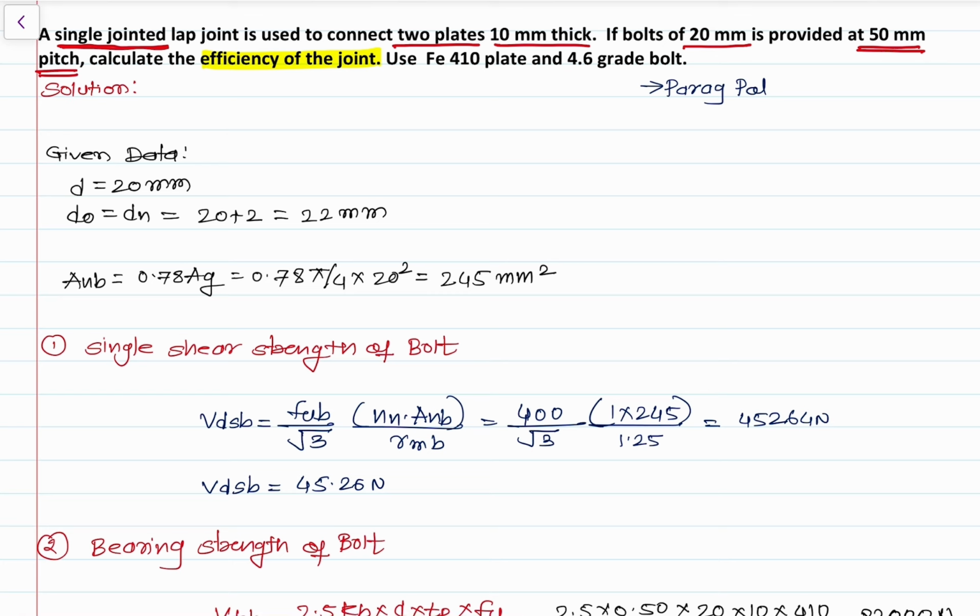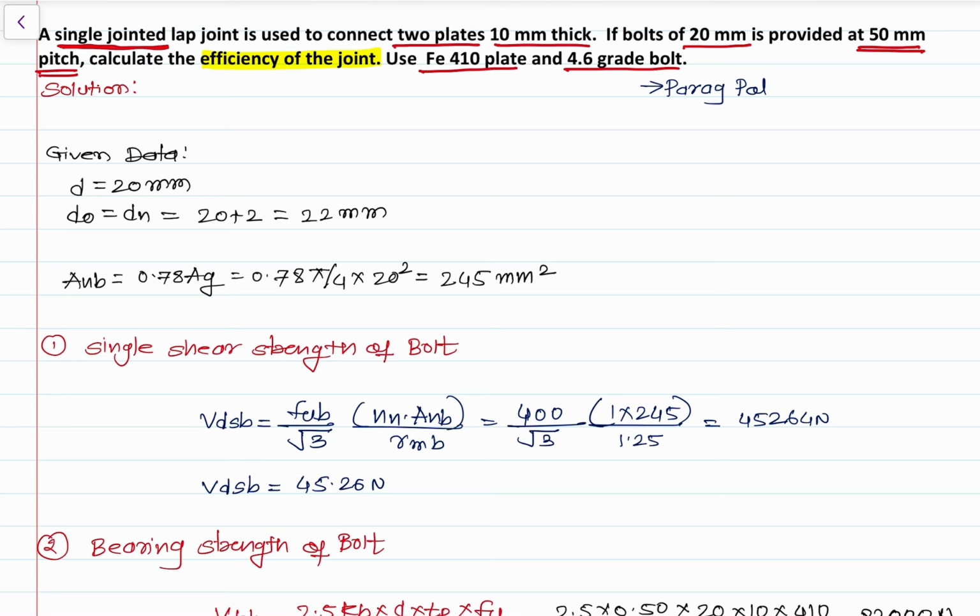So we need to understand the numerical. Whenever you are on the job, you need to also calculate the existing structure efficiency. You need to assess the structure. For that criteria, this numerical totally belongs to you, right? Now we need to use Fe 410 plate and 4.6 grade of bolt. So this is a very interesting numerical, I would suggest, right?